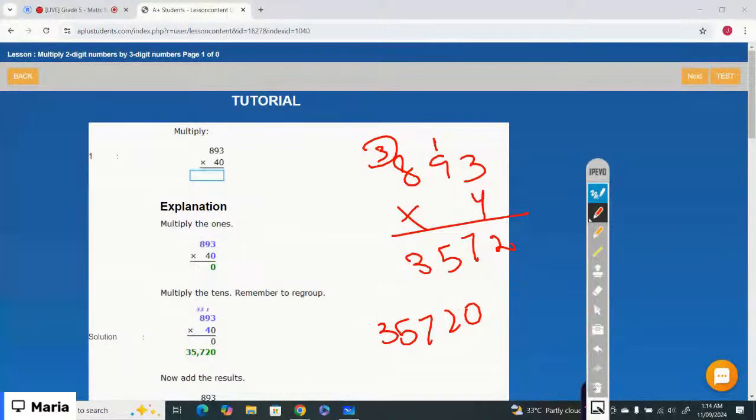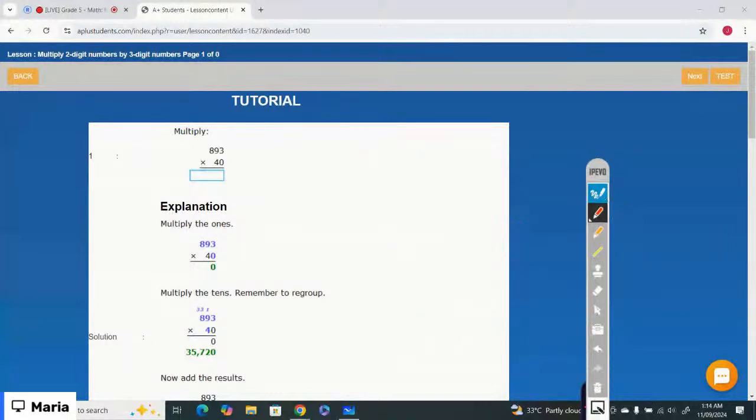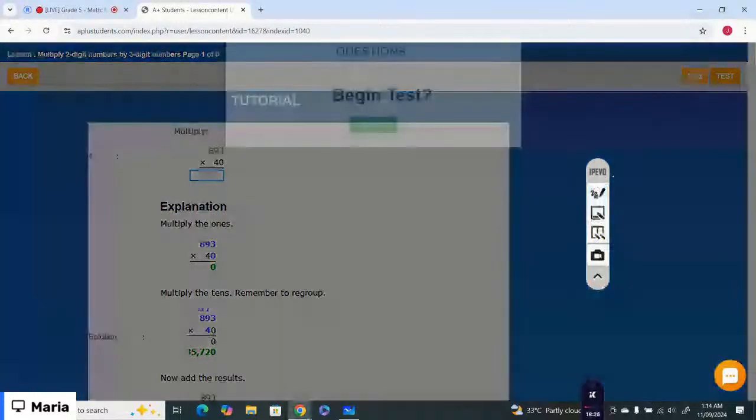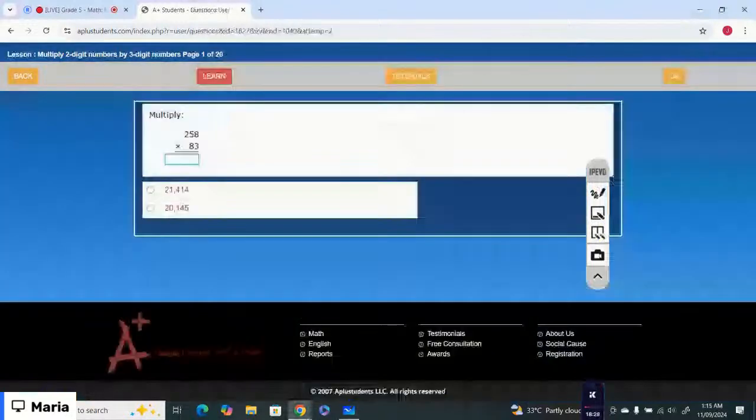Okay, let's just start with the test questions. You can have a look at the tutorial by yourself later today. They are already solved. So let's just start with the test questions.